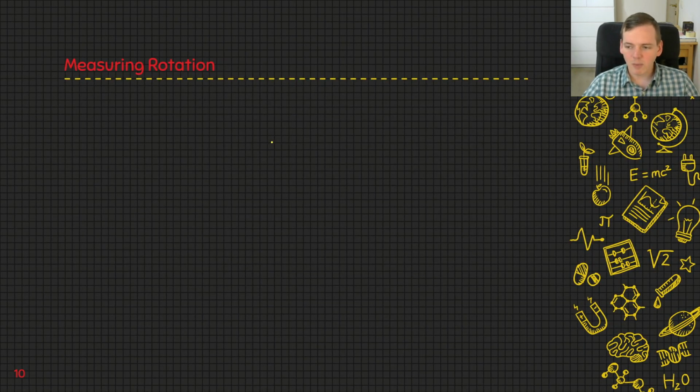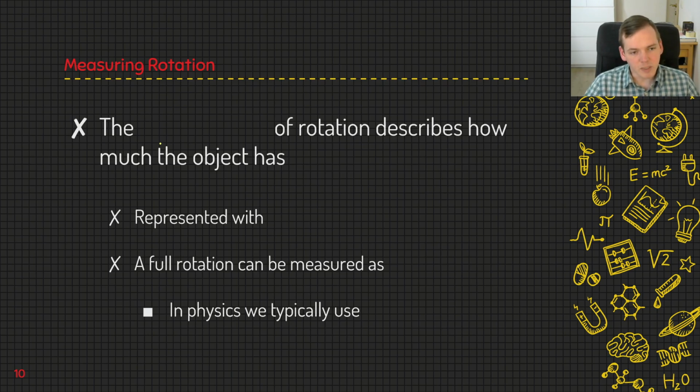So if we want to talk about how we measure these rotations, we're typically going to be using angles. So the angle of rotation describes how much the object has spun. Obviously a bigger angle means a bigger spin. I think people should be familiar with this from math, but if not, just flag me down in class and we'll talk about it.